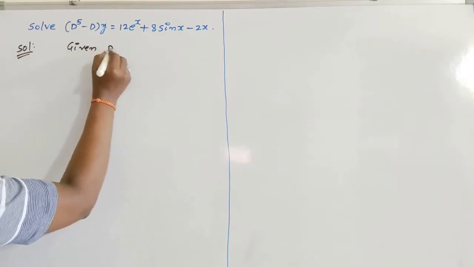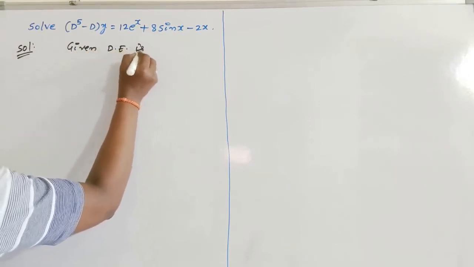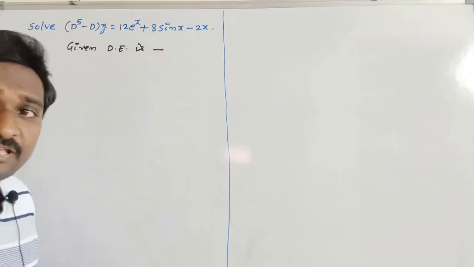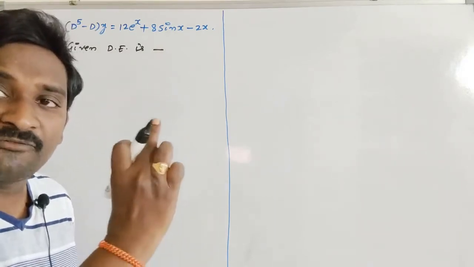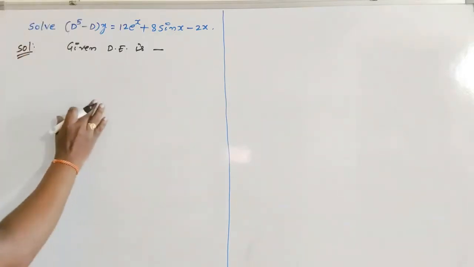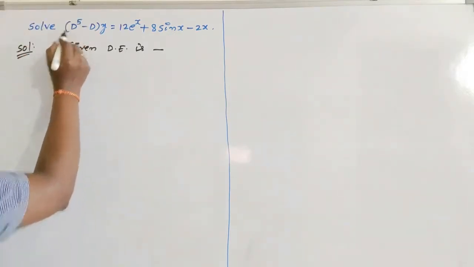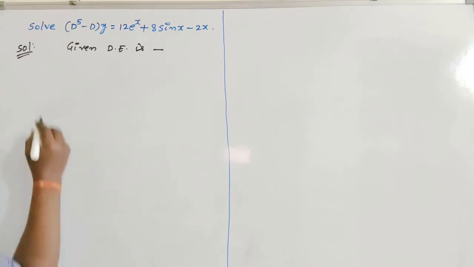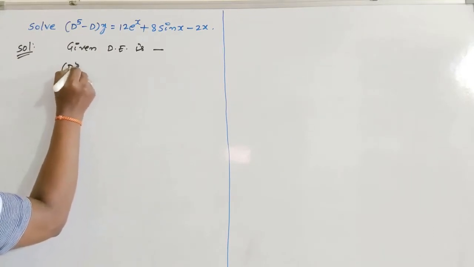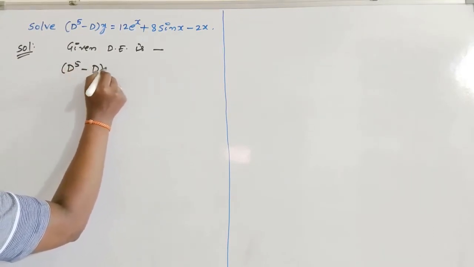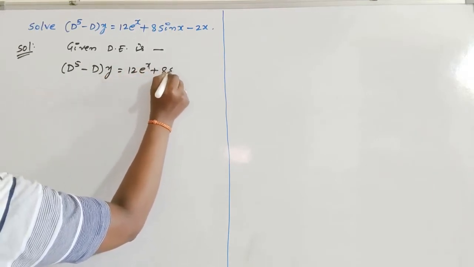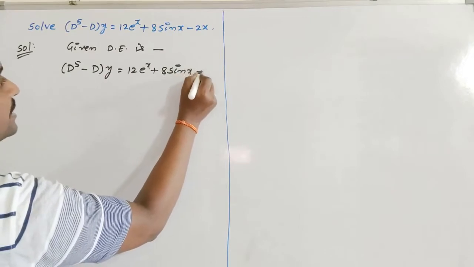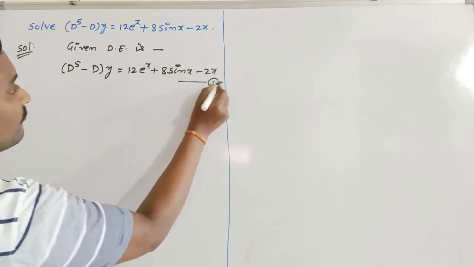The given differential equation is already in operator form. Operator form means it is in the form of capital D. Suppose the given differential equation is not in capital D, we have to reduce it to operator form. So (D^5 - D)y = 12e^x + 8 sin x - 2x. Take it as equation number 1.